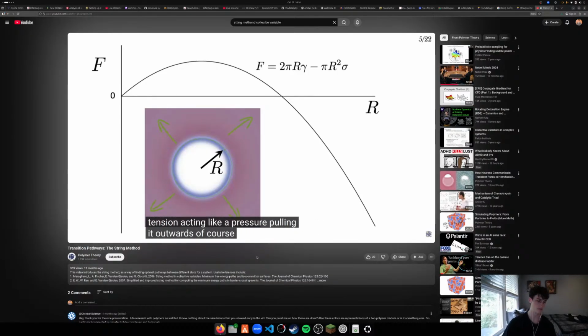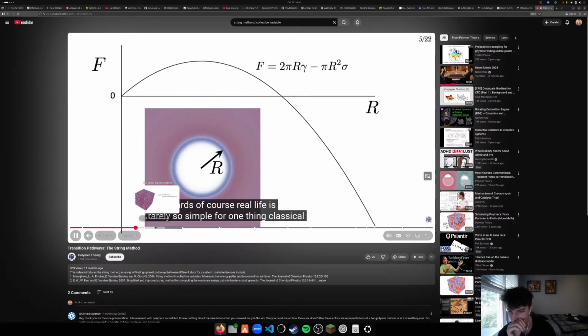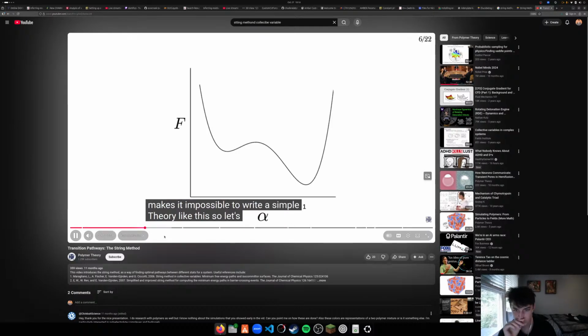Of course, real life is rarely so simple. For one thing, classical nucleation theory works well when droplets are large. So let's go back to our free energy sketch.